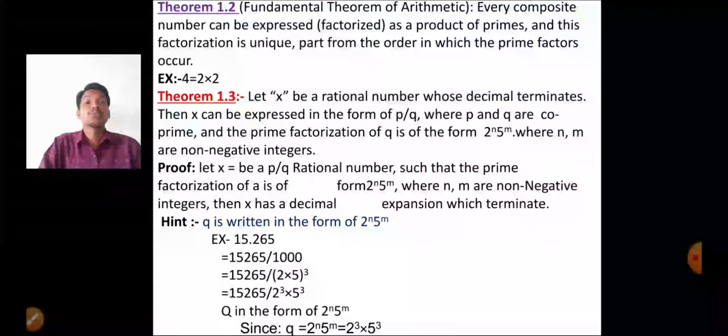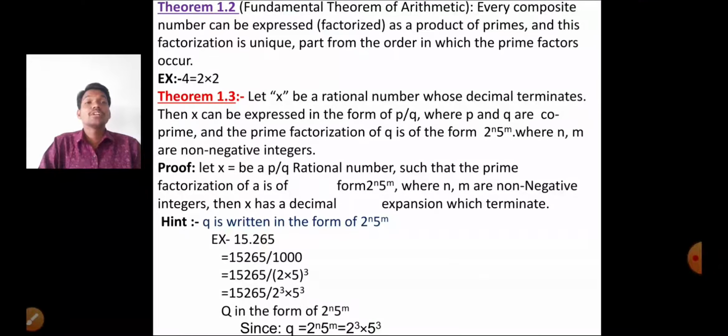Theorem 1.2, the Fundamental Theorem of Arithmetic. Every composite number can be expressed, factorized, as a product of primes, and this factorization is unique, apart from the order in which its prime factors occur. For example, 4 equals 2 into 2. This is a composite number.